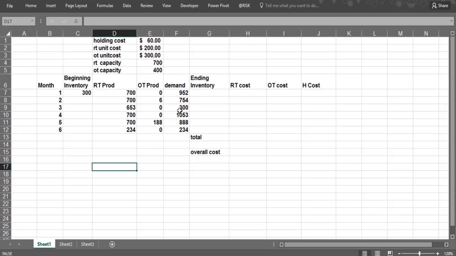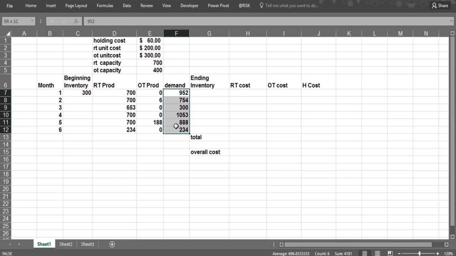In this example, we'll show how the solver can be used to solve a simple inventory problem. Let's suppose we make TVs, and the regular time cost of making a TV during a month is $200. The overtime cost of making a TV in a month is $300. It costs $60 to hold a TV in inventory. We'll assume the ending inventory level at the end of the month is what we base our holding cost on. We have a capacity of making 700 units each month in regular time, up to 400 units each month in overtime. We begin month one with 300 units.